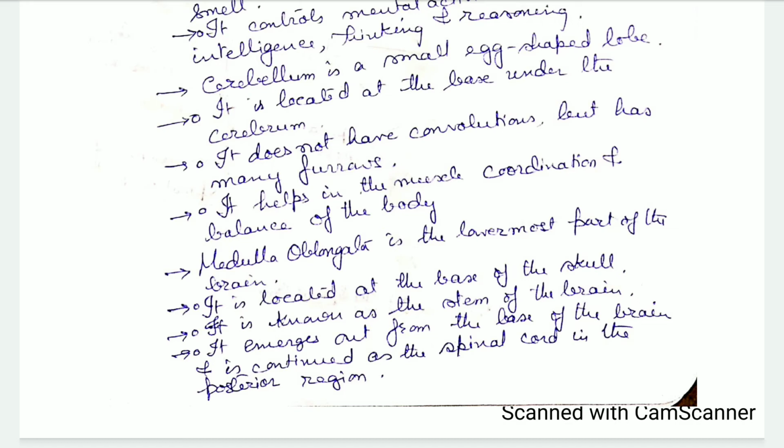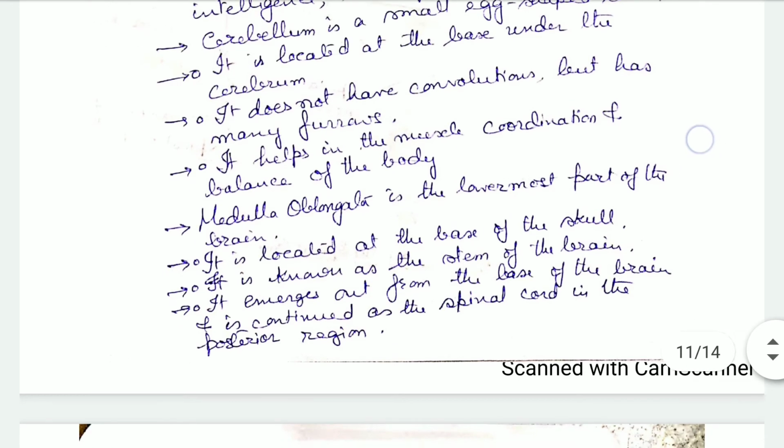That's why I told you in the beginning of the video that when an intoxicated person is too drunk, he loses his balance, because there is a fault in the muscle coordination, that is, the cerebellum is not functioning properly.